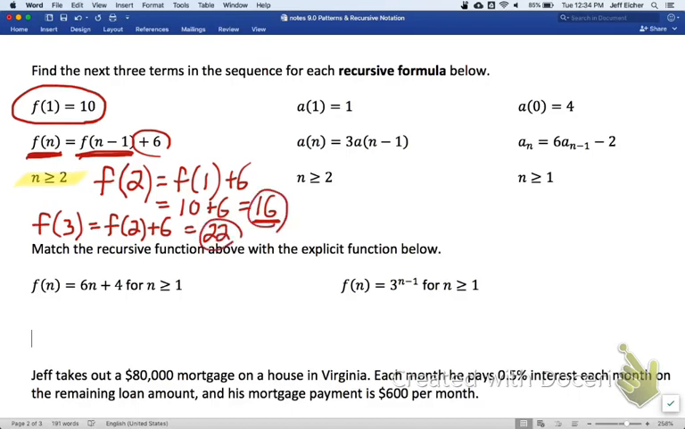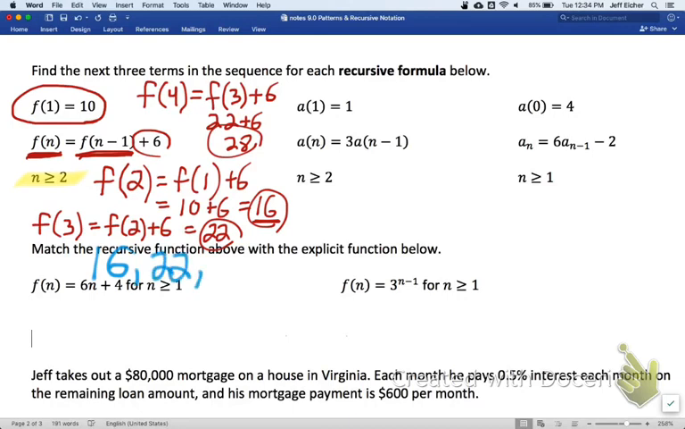And then finally, running out of space, I guess I'll have to write up here, our fourth term would be our term before it. Subtract 1 from 4, and then add 6. So our term before it was 22, we're adding 6 to that, so that looks like it's 28. So our terms, sorry, I ran out of space, our terms would be 16, 22, and 28. Those are our next three terms.